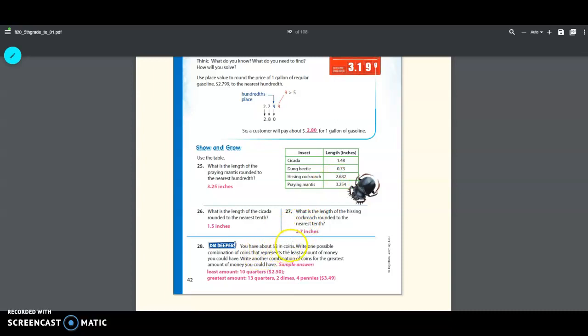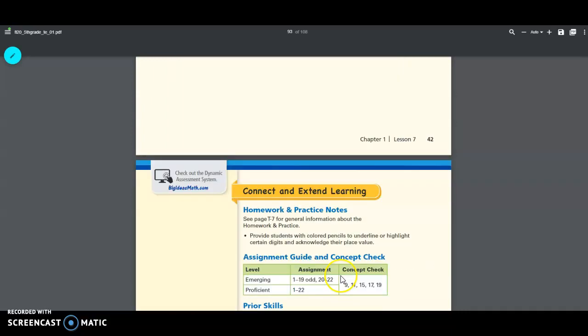You have about 3 dollars in coins. Write one possible combination of coins that represents the least amount of money that you could have. Write another combination of coins for the greatest amount of money that you could have. So the least amount of money that you could have would be 10 quarters, and that would give you $2.50. The greatest amount that you could make would be taking 13 quarters, 2 dimes, and 4 pennies to make $3.49. You do not have to have those exact answers. Those are sample answers, which means you could have come up with different combinations.